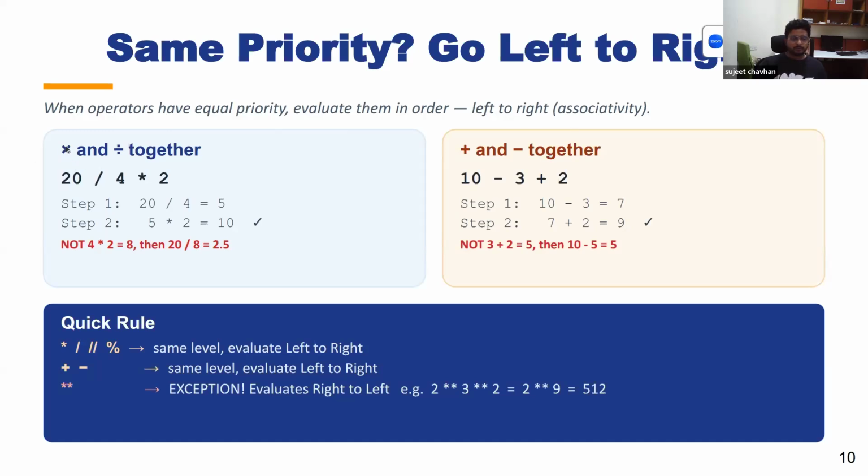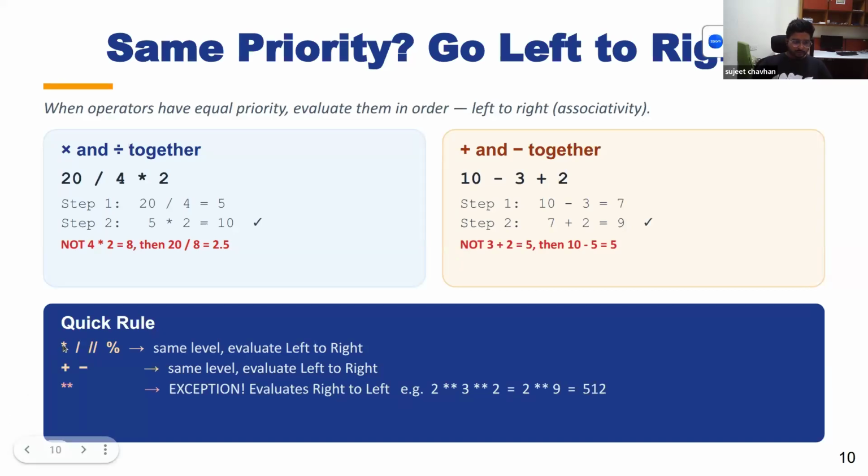So here we have multiplication and division together. 20 divide by 4 multiply by 2. So step 1, do this division first, then multiplication. And if we have plus and minus together, this is step 1, 10 minus 3, then 7 plus 2. So there is an exception to this rule. Just remember it. When I was preparing for GATE, at that time it was useful. Now if you are just writing the code, you can just search on the internet what the rules are. But it's good to remember.